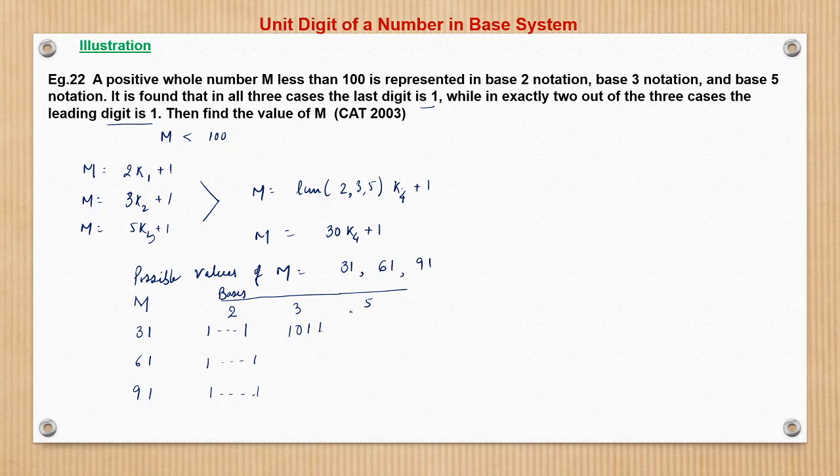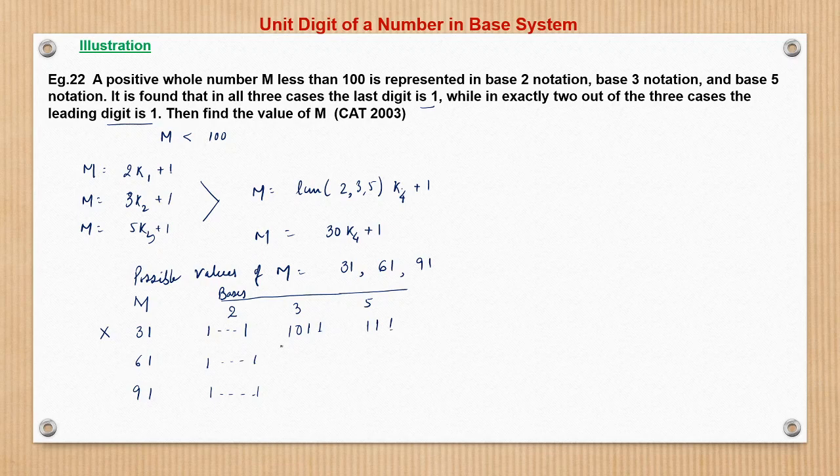Let us convert 31 to base 5. It gives 5 6s are 30, and 6 we can write as 1 1 1. So this also satisfies, but the question says only 2 out of the 3 cases satisfy. So therefore 31 cannot be an answer, right? Because in case of 31, all the 3 conversions end and start with 1.